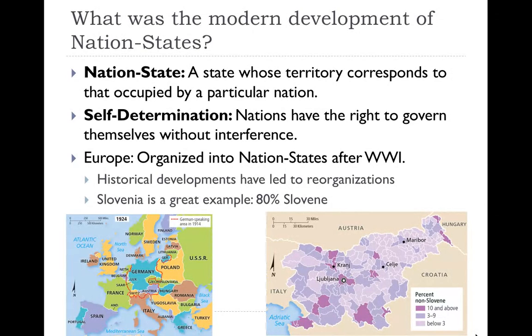They tried to arrange the states so that they were organized around a specific nation or group of people at that time. And so historical developments have led to reorganizations after World War I and after World War II. Slovenia is another really good example of a nation state, and that's what we're seeing on the map on the right there. That is Slovenia, and you can see that most people that live there are Slovenian. They are that specific ethnic group or nation. And so that makes up another nation state example here.